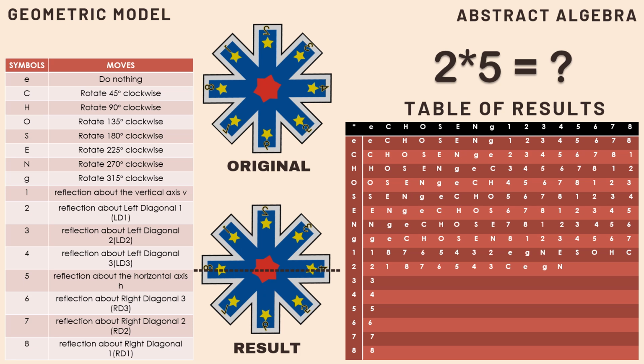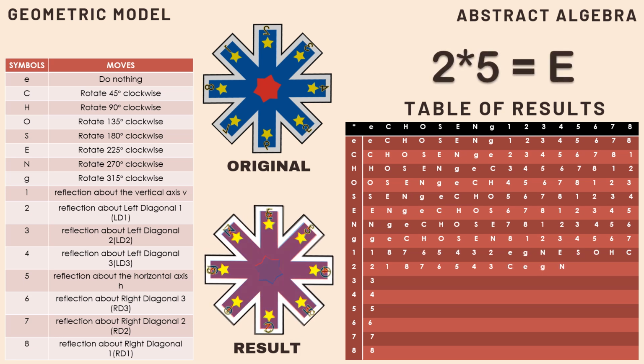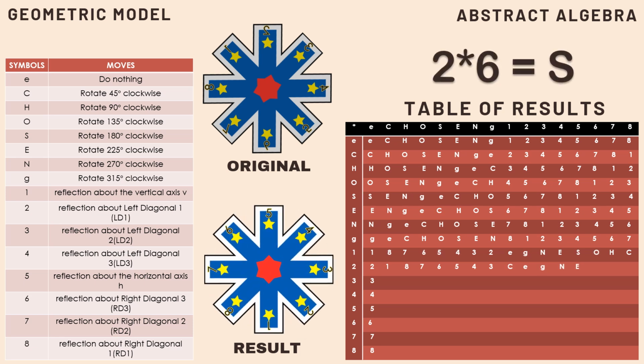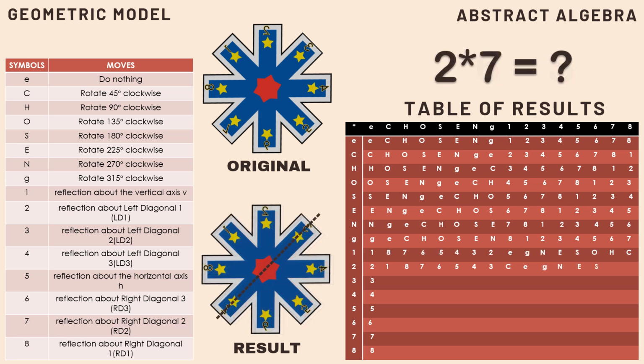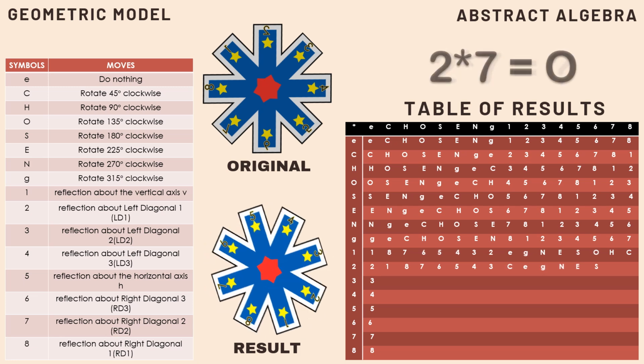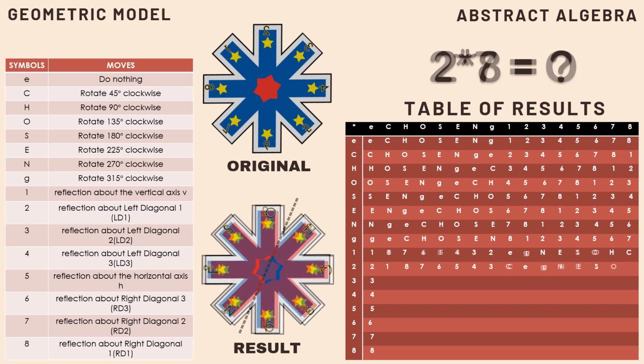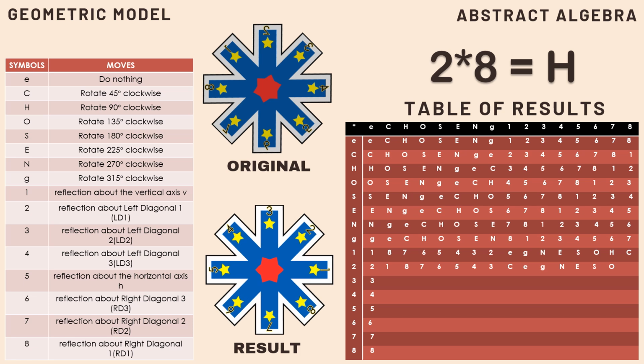2 star 5 is E. 2 star 6 is S. 2 star 7 is O. 2 star 8 is H.